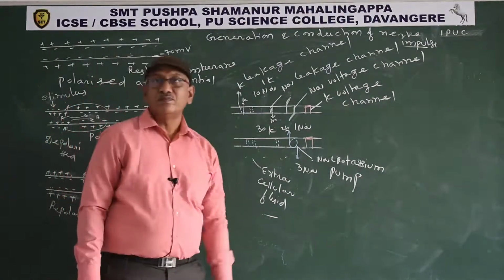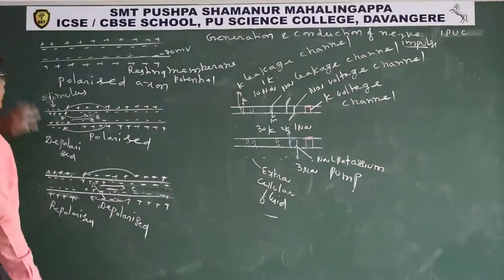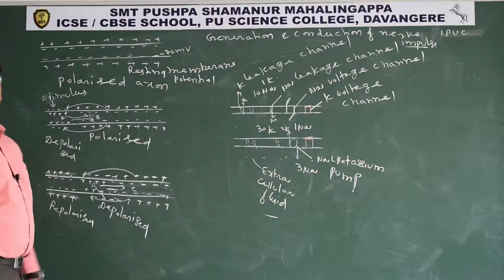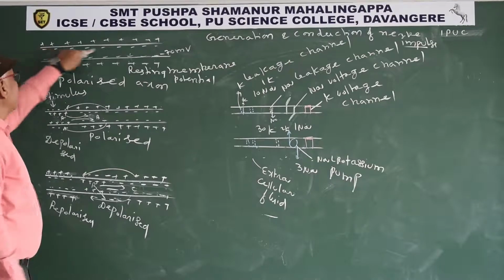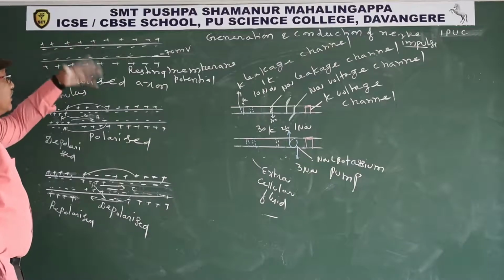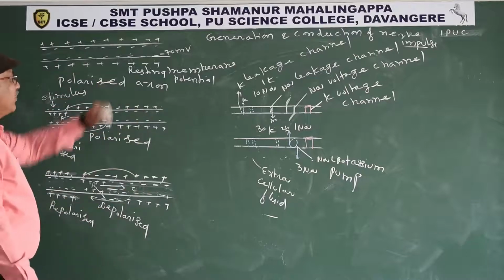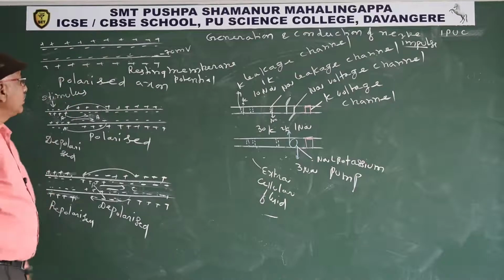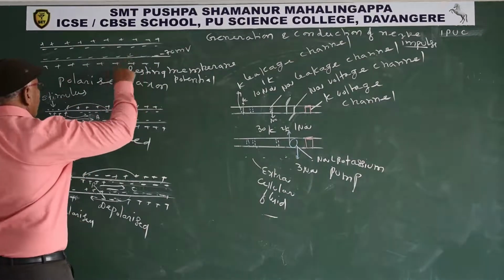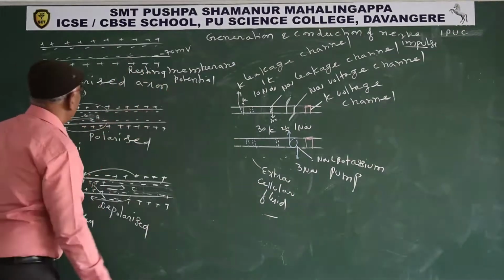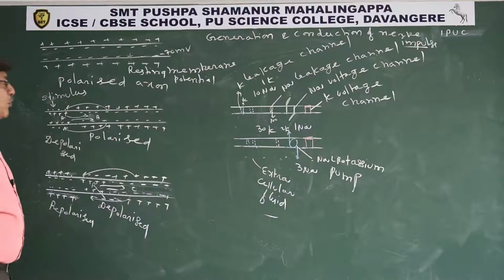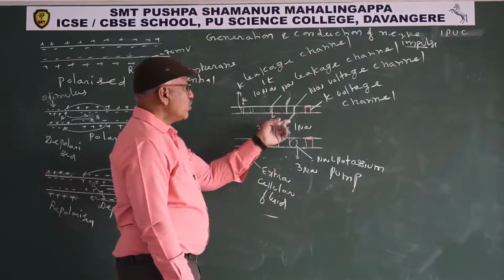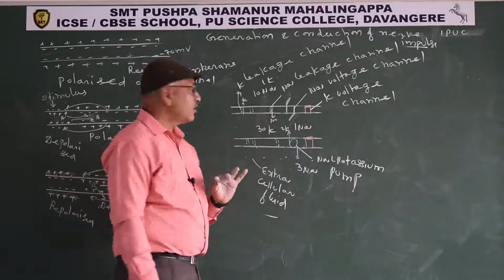Once again, in a polarized axon, polarized means unexcited axon, the inner surface is electrically negative and the outer surface is electrically positive. The inner surface is minus 70 millivolts, the outer surface is plus 70 millivolts. The electrical potential at rest is known as resting membrane potential. The axolemma contains potassium leakage channels, sodium leakage channels, and sodium and potassium voltage gated channels.